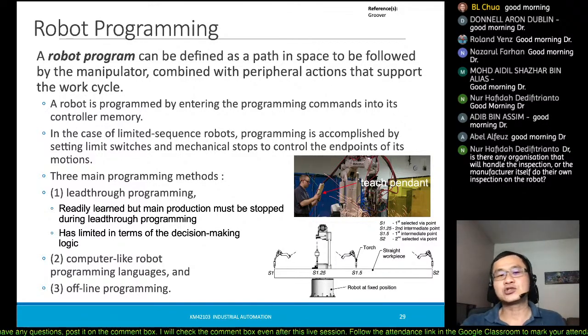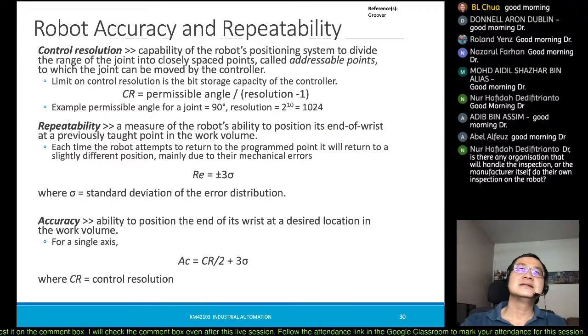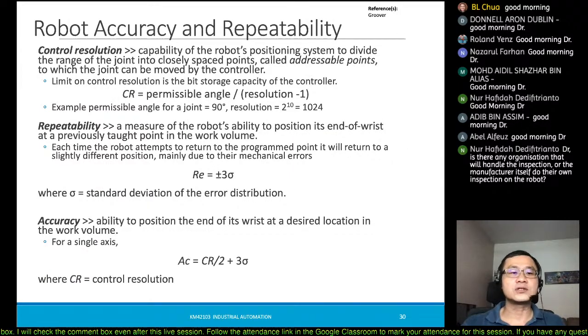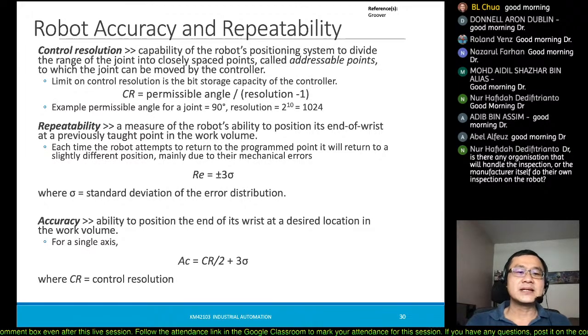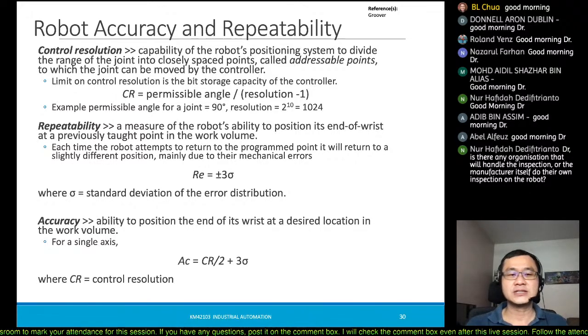So those are the three ways to program your robots. Next would be the robot accuracy and repeatability that you may want to consider, that includes the control resolutions, repeatability and accuracy.